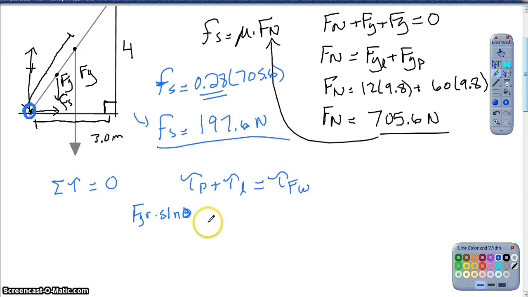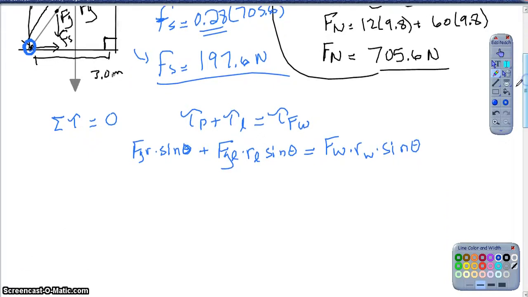And that is something you have to watch out for. Plus the force of gravity of the ladder itself times the radius of the ladder, again times the sine of the angle that the force of gravity of the ladder makes with the ladder. And then finally, the force of the wall times the radius of the wall, and then times the sine of the angle that it makes with respect to the ladder. And so at this point, I hope we are pretty comfortable plugging in.